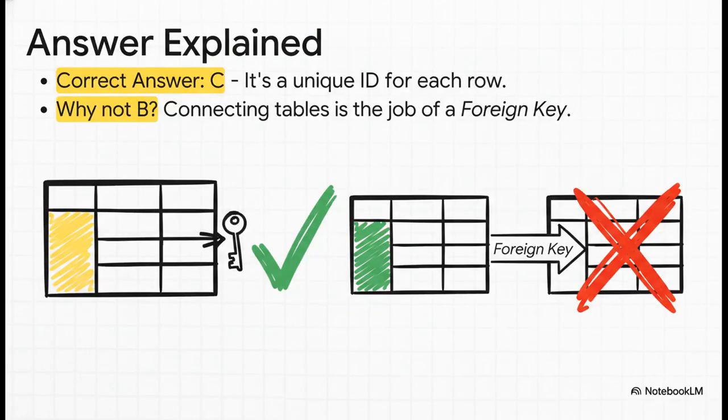And the answer is C. A primary key has one job and one job only, to be the unique ID for every single row. Think of it like a social security number for your data. Now, why isn't it B? Because that's the classic trick question. Connecting tables is the job of a foreign key. They will try to trip you up with that on the exam, so be ready.